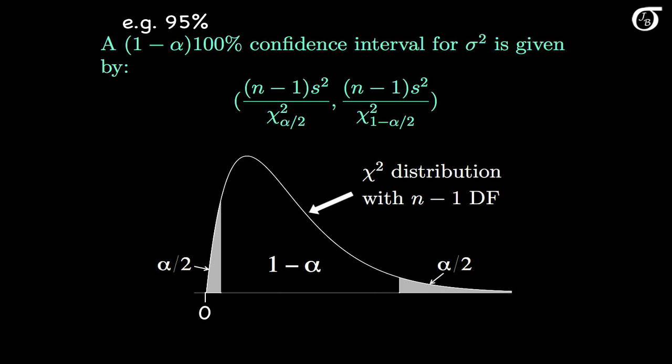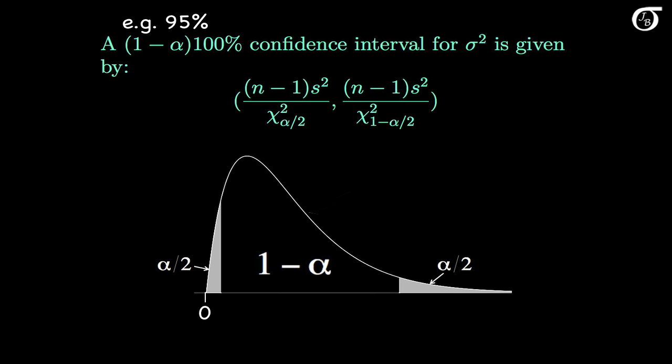Here's a chi-square distribution. The mean and variance and shape of the chi-square distribution depend on the degrees of freedom, but this is a chi-square distribution. It typically looks a little like this, with some right skewness. The amount of the skewness depends on the degrees of freedom. If we want a confidence level of 1 minus alpha, we put 1 minus alpha in the middle, and we split up the remaining bit, alpha, evenly into the two tails.